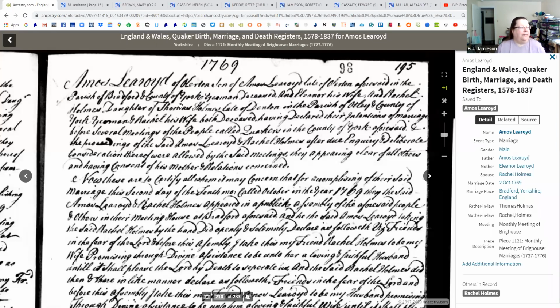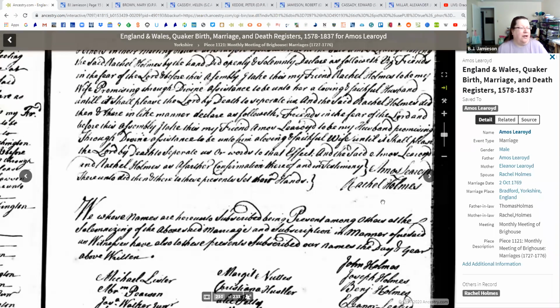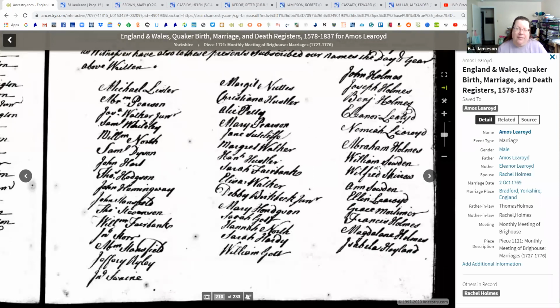Well, needless to say, I found more than one Rachel Holmes with a father, Thomas Holmes. And so to help me narrow down which one this was, let me show you this. The husband and wife sign, and then in a Quaker marriage, everybody who attends the marriage signs the certificate.